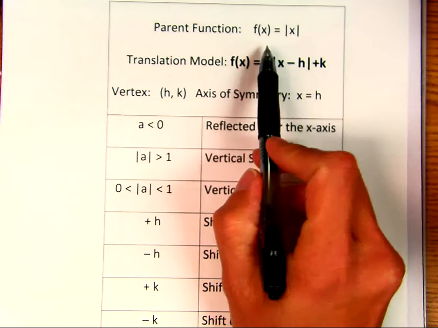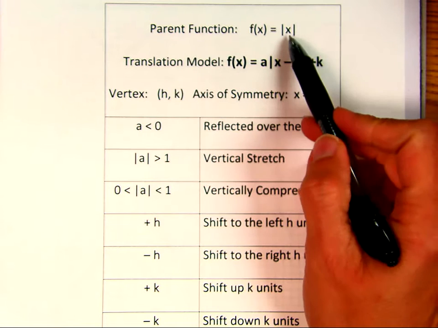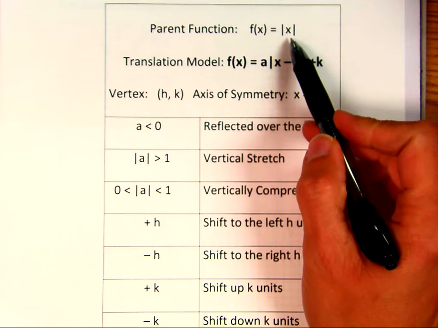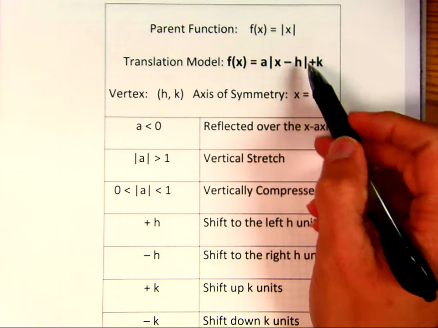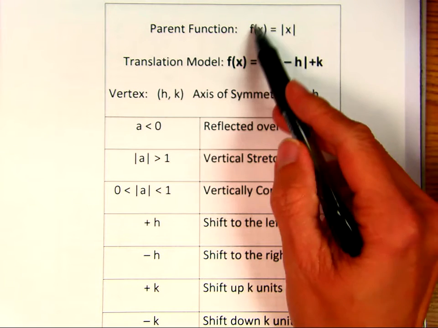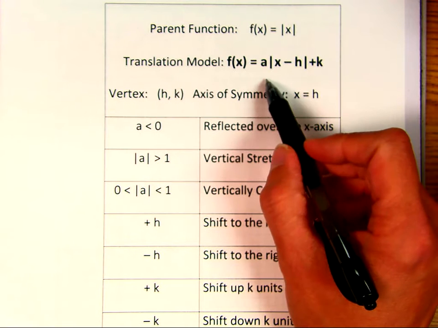So, the normal, what we call the parent absolute value function, when nothing funny has happened, is right here. Y equals the absolute value of x. But it doesn't always look like that. In fact, most of the time it doesn't. When you first start out learning it, you just learn about that one. But we're going to talk about the translations that happen.